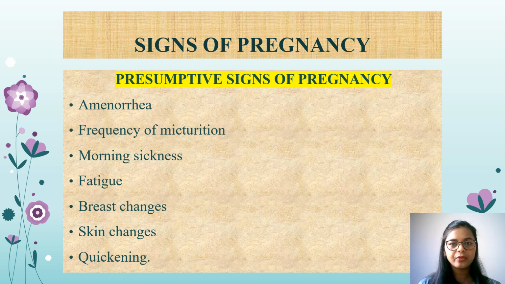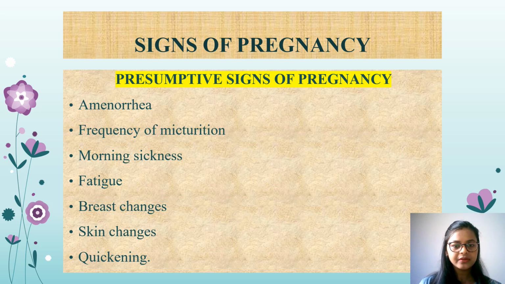The second one is frequency of micturition, so the woman has to go to the toilet frequently, and this is due to the hormonal changes in the first trimester of pregnancy, and in the third trimester of pregnancy it is due to the pressure on the bladder by the baby. And morning sickness is due to the hormonal changes in pregnancy, especially the HCG hormone, human chorionic gonadotropin hormone, and that makes the woman sick, with nausea and vomiting. Fatigue and tiredness are common in pregnancy.